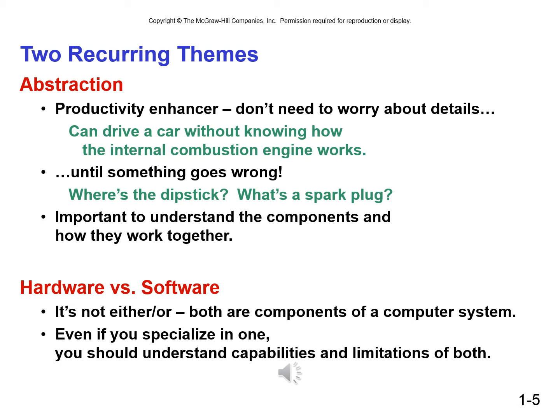Okay, abstraction is using something, a device, a program, a method, a function, without needing to know the details of its implementation. The example here is we can drive a car without knowing how the internal combustion engine works, obviously until you're on the side of the road. You've got the check engine light on and the car won't start, but we'll get there.